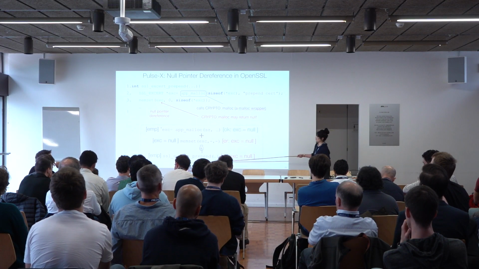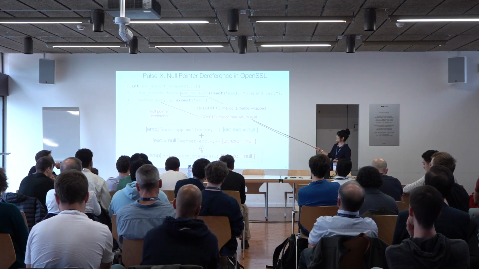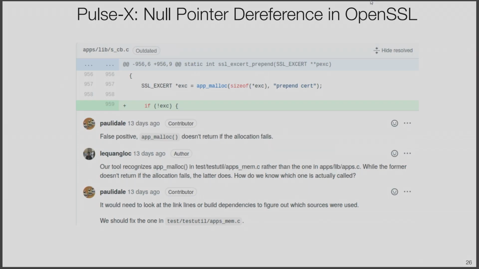Okay, so now with this specification, we were convinced that this is a true positive. You can definitely have a null pointer dereference. So we went to the OpenSSL developers and said, hey, we found a bug. But you're bound to do this when you're doing static analysis, right? And the developer, this is my co-author, Locke, the developer came back quite infuriated and said, nah, this is a false positive. This doesn't happen because this appmalloc doesn't return if the allocation fails. So it will never expose this null.